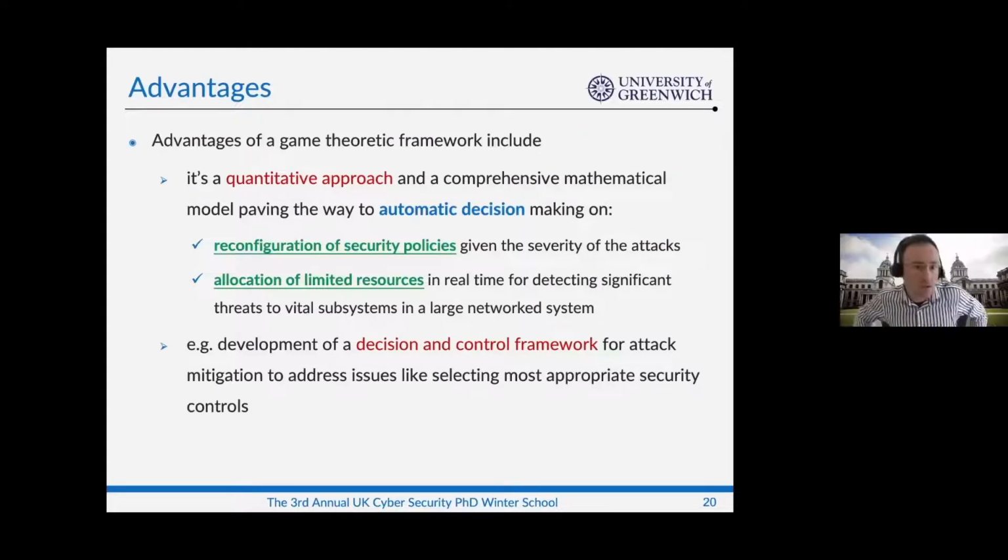Sure. So what you can see as automated decisions here could be reconfiguring security policies, for example, or allocating limited resources on the fly. How do we do patching every week? That's another headache that businesses have. How should they prioritize patching their systems?